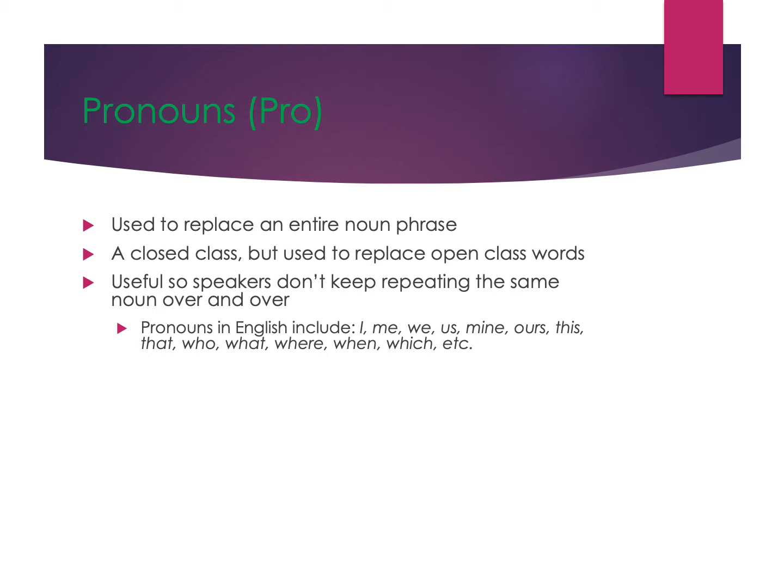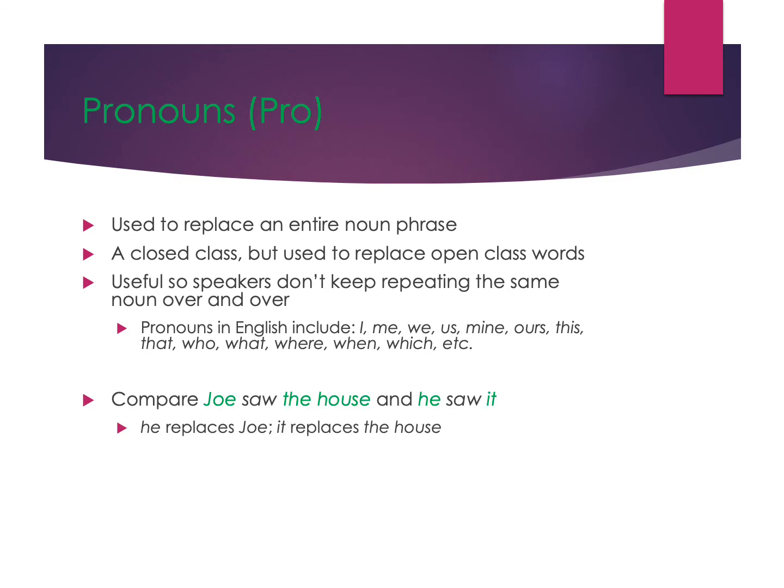We have subject pronouns like I and me. We have object pronouns like us. We have possessive ones like mine and ours. And then a lot of those other words that we use frequently without even really thinking about them as pronouns, this, that, are WH words, who, what, where, when, which, are all examples of pronouns because they're replacing a noun phrase in a sentence. So if I say, compare Joe saw the house and he saw it.